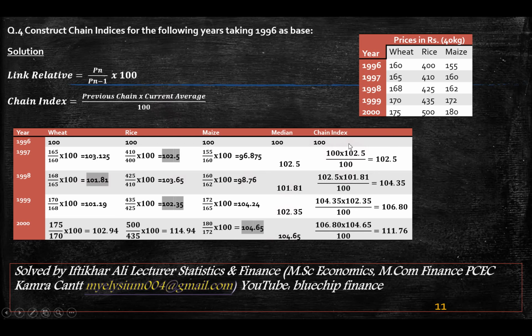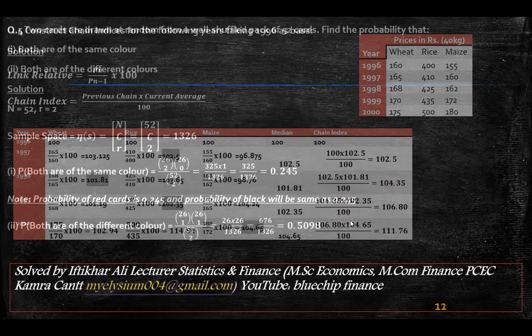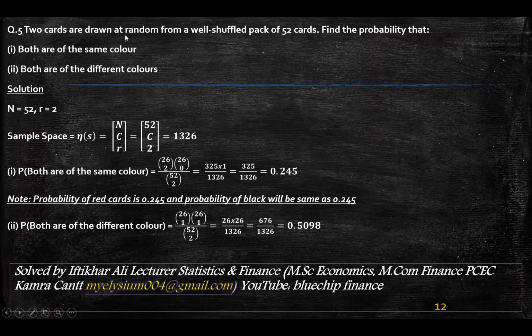For 1996, chain index is also considered as 100 because we have no previous chain in the first time period, so it will be calculated starting from 1997. So previous chain is 100 multiplied by current average 102.5 divided by 100, and chain index will be 102.5. For 1998, previous chain is 102.5 multiplied by current average 101.81 divided by 100, which is 104.35. For 1999, previous chain 104.35 multiplied by current average 102.35 divided by 100, and so on.